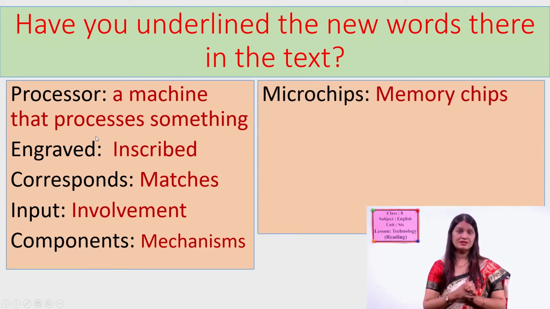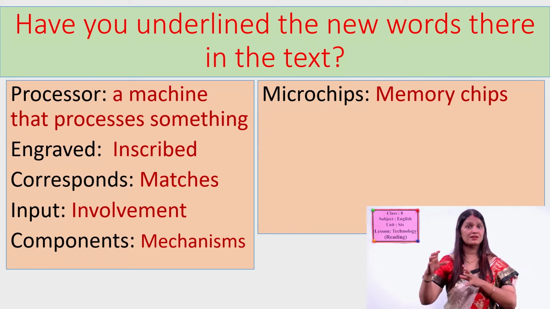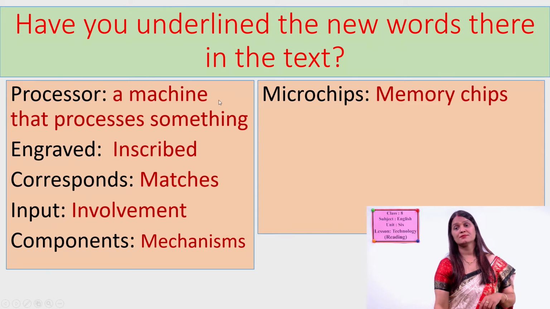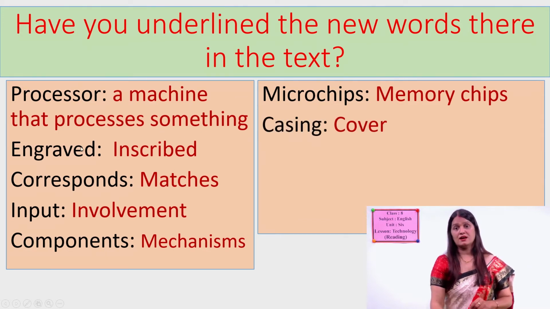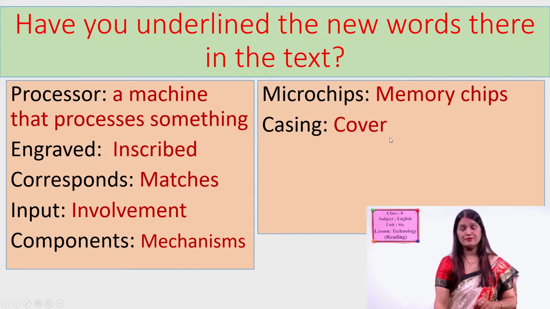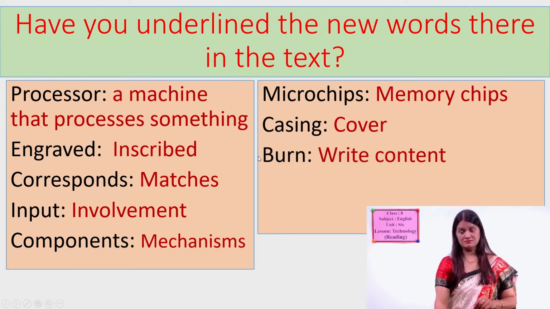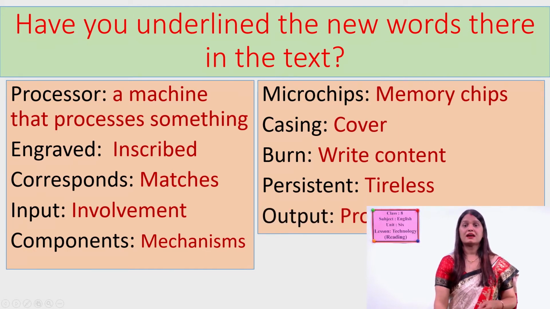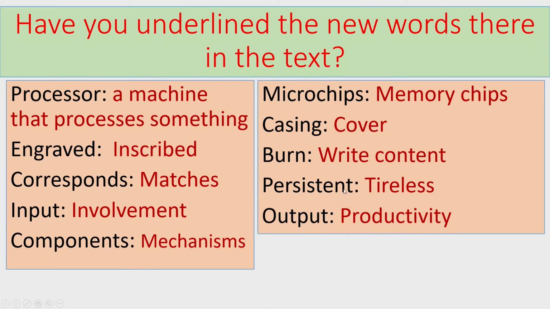Microchips. Okay, I told you that in the hard drive, in the CPU there are microchips. So these are called memory chips. Casing. So it is a cover. Bound. Okay, bound on CD. We have read. So bound means write content. Persistent is tireless. Output is productivity. Okay, these are the things.